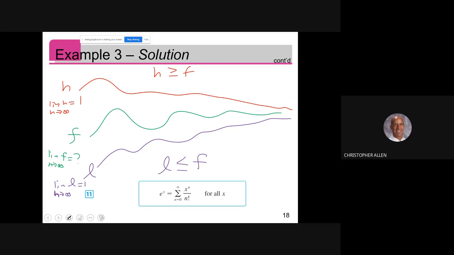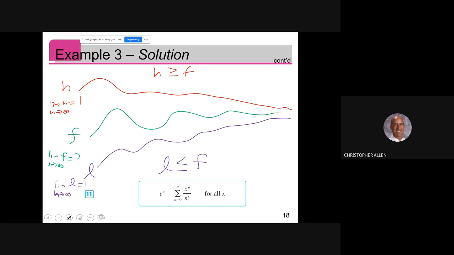Now, by the way, let's just pretend again that f is some crazy, bizarre function we know very little about. But we know the h function is always greater than or equal to it, and the L function is always less than or equal to it. And I know that the limit of the h function is 1, and the limit of the L function is 1. Guess what the limit of the f function has to be? It has to be 1. The upper and lower functions are squeezing the limit of this middle function.